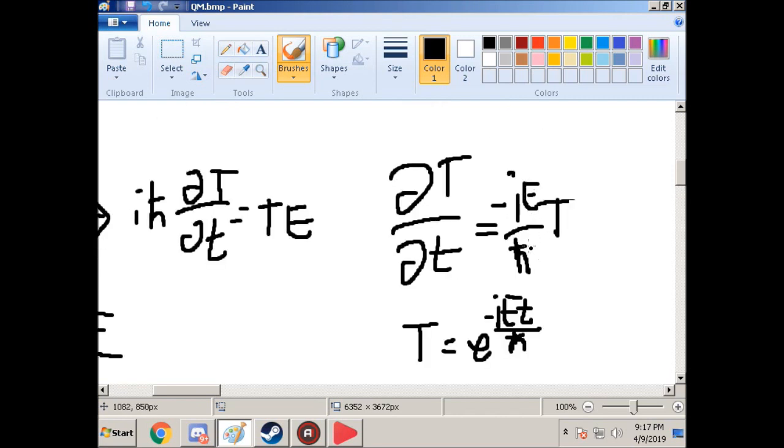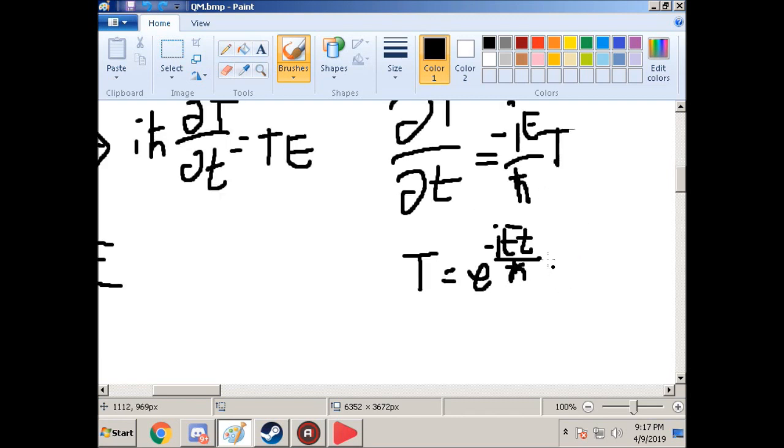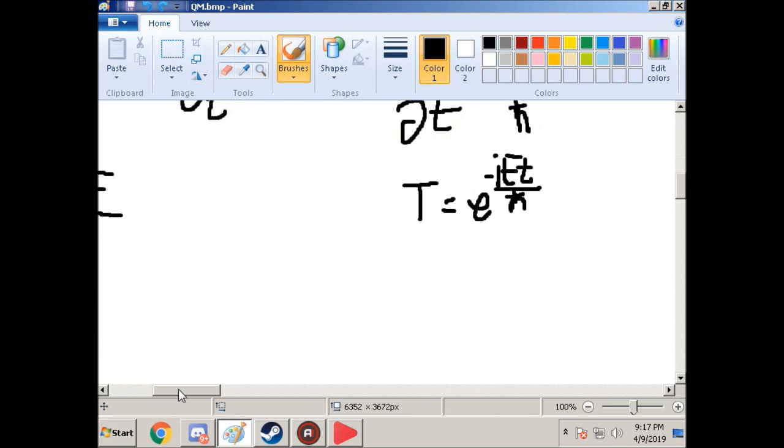Now you can see why our solution is an exponential quite obviously, because we're taking the derivative of some function and we're getting that function back, but with this other factor out here in front, the -iE over h bar. So that's very telltale signs of an exponential solution.